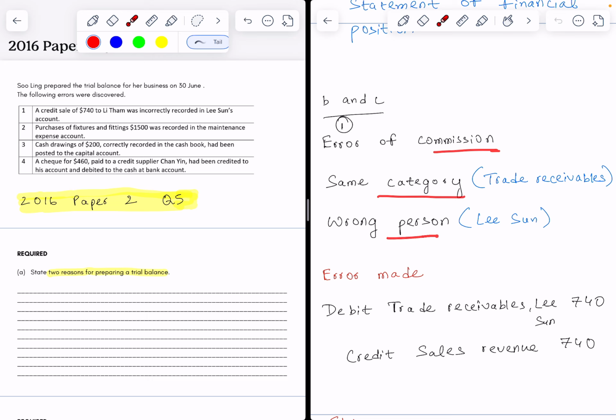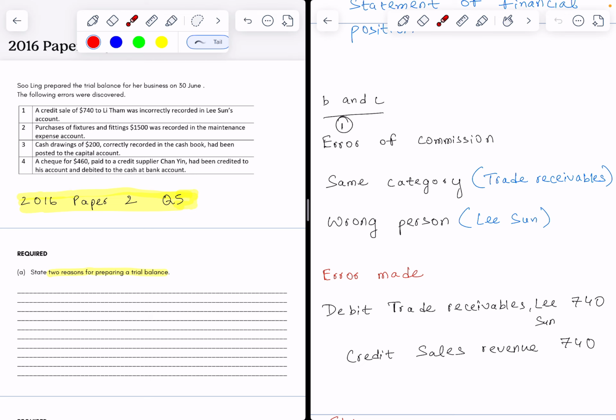So what's the same category I'm referring to here? Lee Sun and Lee Tam are both credit customers of the business. In other words, we call them the trade receivables. All right? So this is the same category of trade receivables, but the wrong person's account has been used. We recorded the transaction in the account of Lee Sun, instead of recording it in the account of Lee Tam. All right? So that is why we can call this an error of commission when the error has been done in a wrong account within the same category.